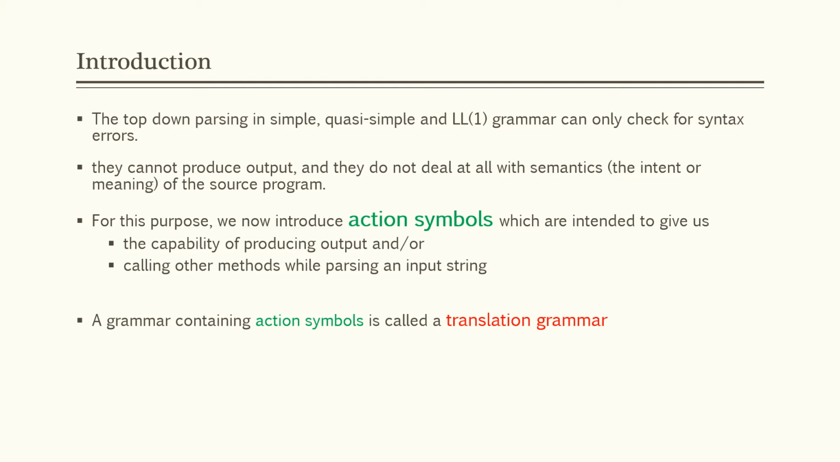So in this subtopic, we want to introduce what we call an action symbol, which is intended to give us the capability of producing an output from the grammar that we have. A grammar containing action symbols, we call a translation grammar. So the next grammar that we are going to learn is called a translation grammar, and this translation grammar contains action symbols.